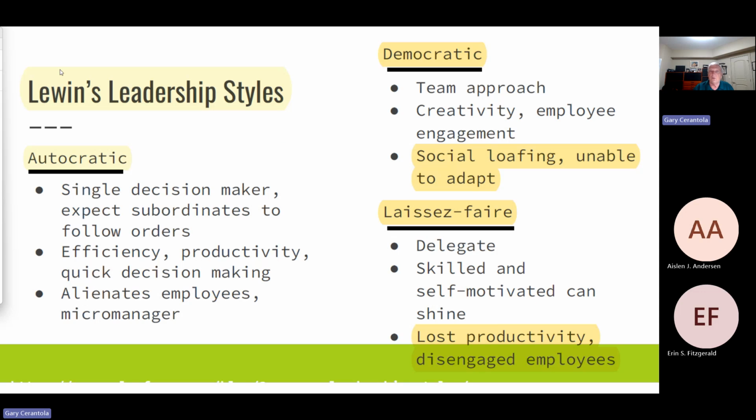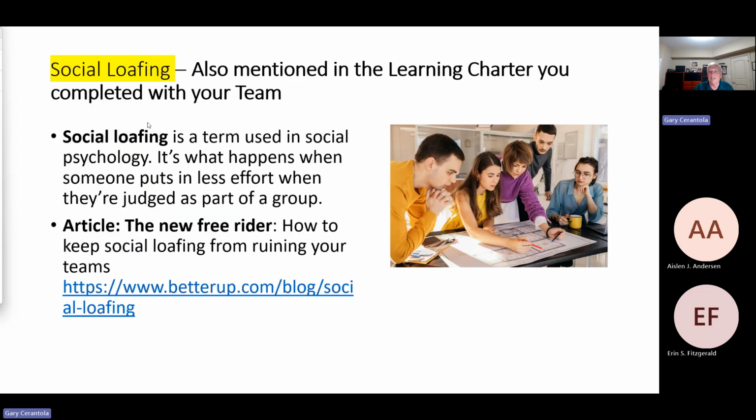And Lewin talks about the three leadership styles of autocratic, democratic, and laissez-faire. You've covered those for assignment number 2, but here's a little more information because there's probably going to be a few questions on test number 2 about those kind of things.